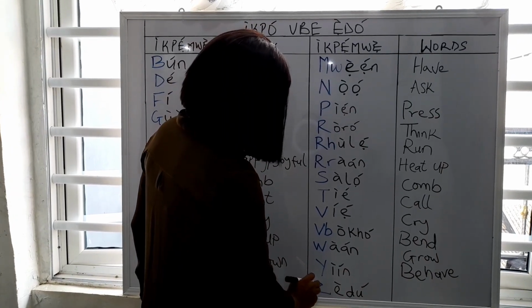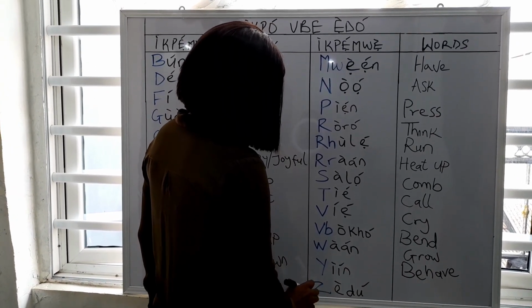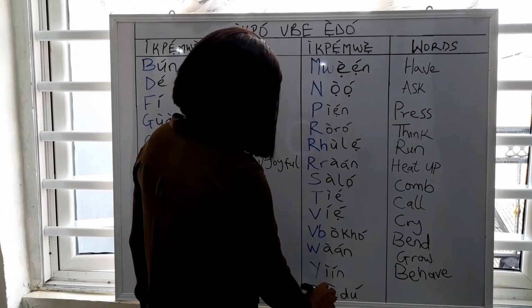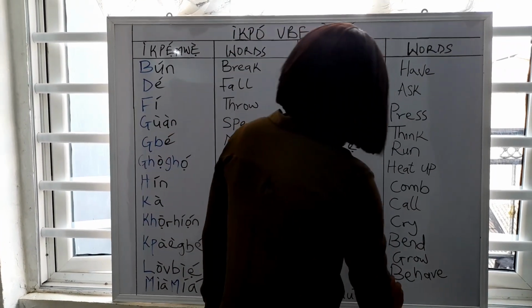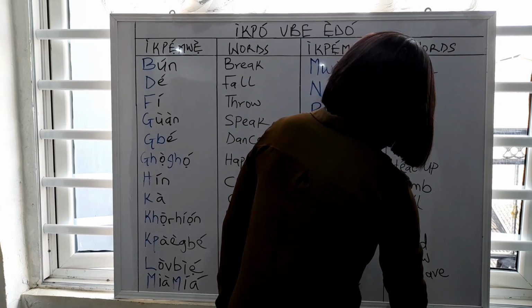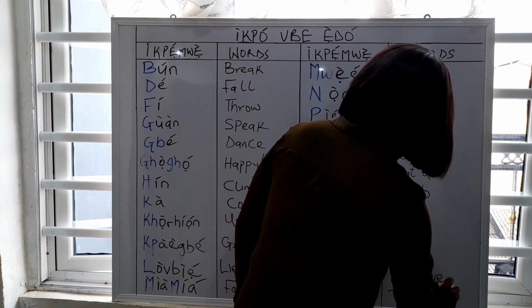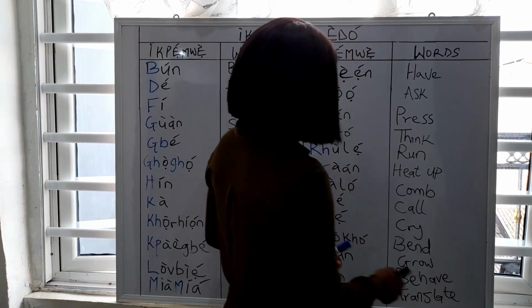And then the last letter is Z. Zedu. Zedu is to translate, when you're translating from one language to another, or to interpret.